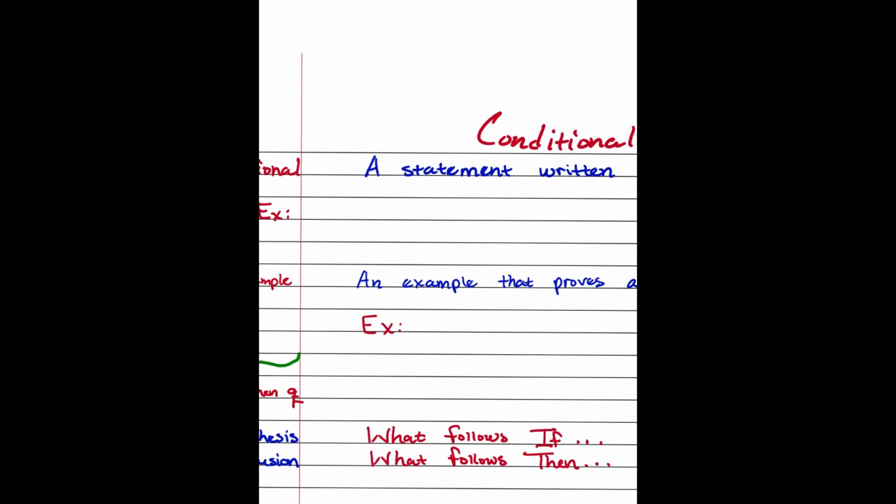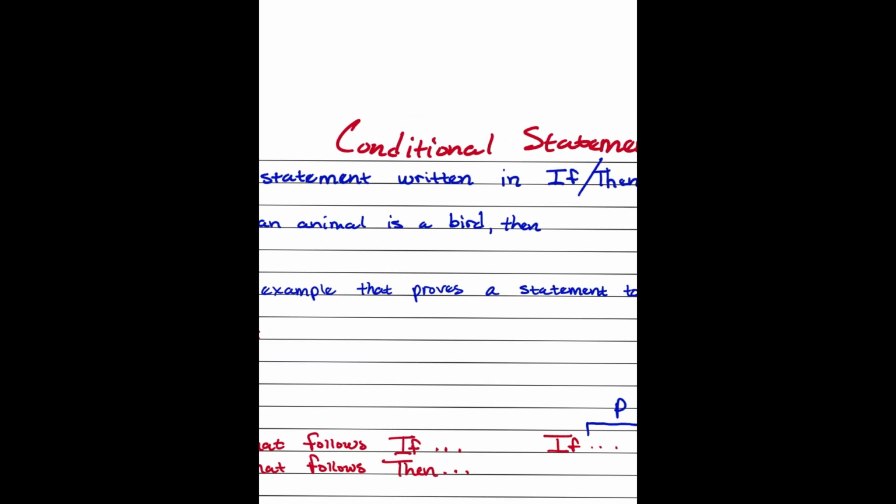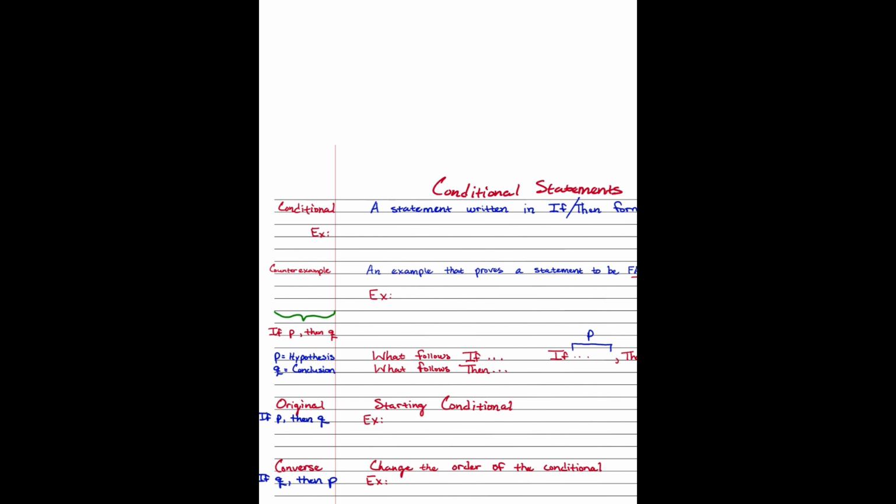If we zoom in here, an example of this, and this is the one that I'm going to use for all the different versions of a conditional, is: if an animal is a bird, then it will fly. So we can say that a conditional is an if-then statement.